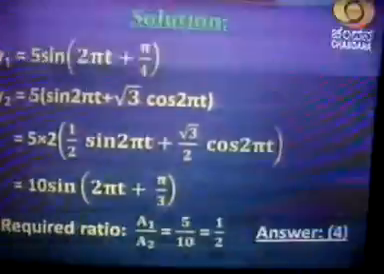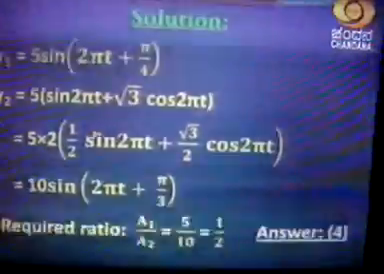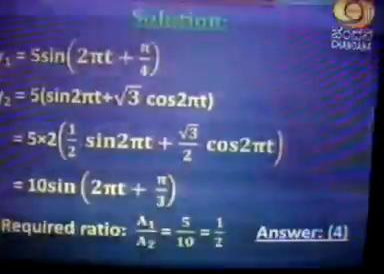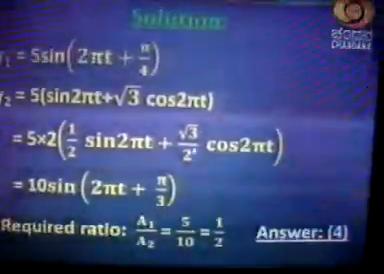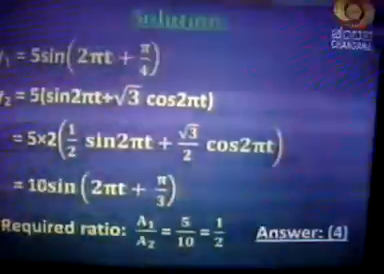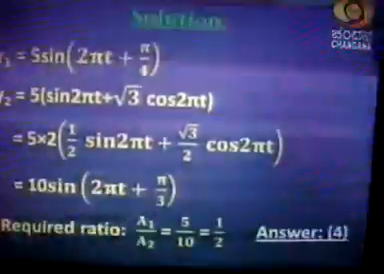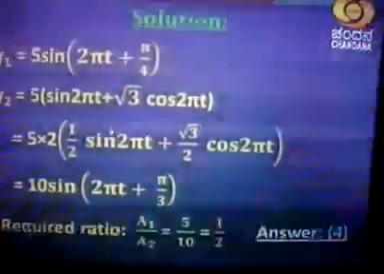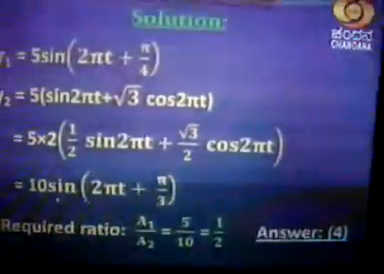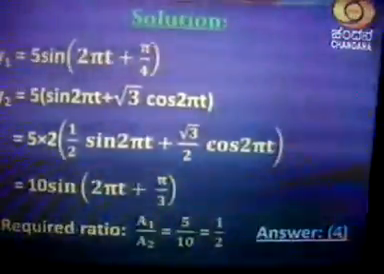So we need to express that as a single function. To write that single function, in terms of sine or cosine, we have to use mathematics. That is, take 2 outside, so that we can write half here and root 3 by 2 here, as we studied in the general solution. So the amplitude of the second wave becomes 10, and here within the bracket we have sine of (2 pi t plus pi by 3), and the required ratio of amplitudes becomes 5:10, that is 1/2 or 1:2. The ratio 1:2 is the correct answer, which is option number 4.